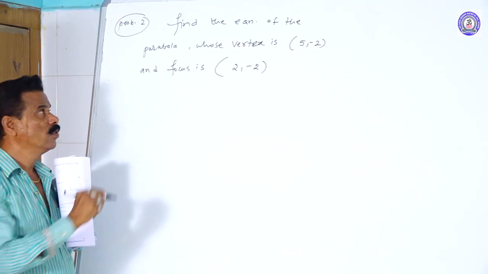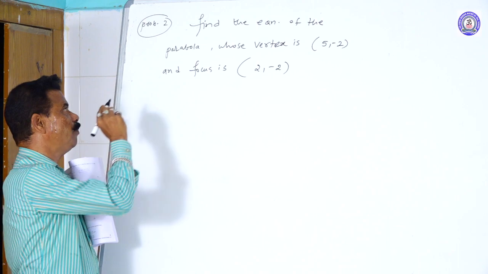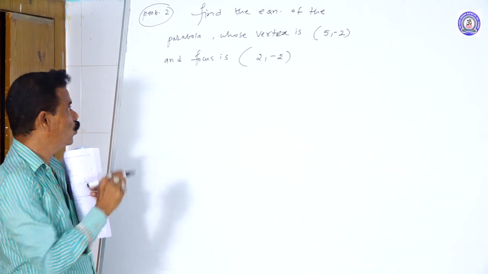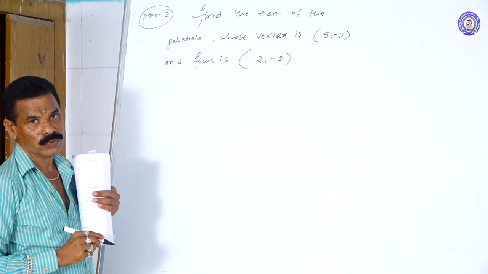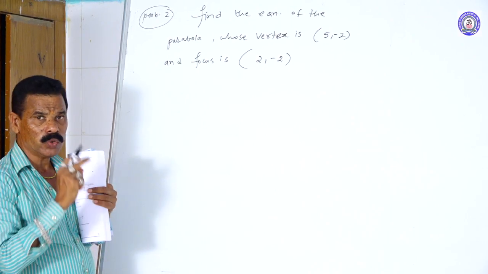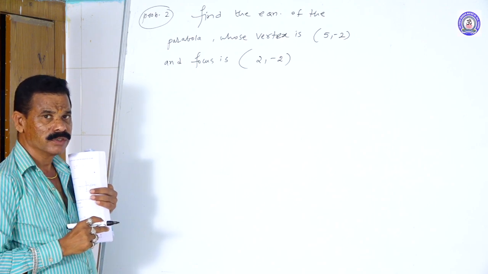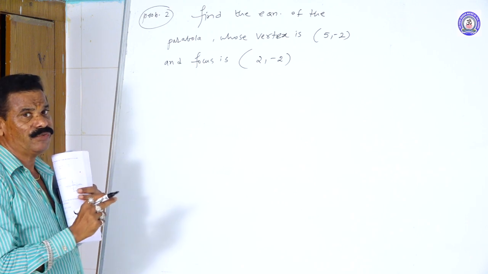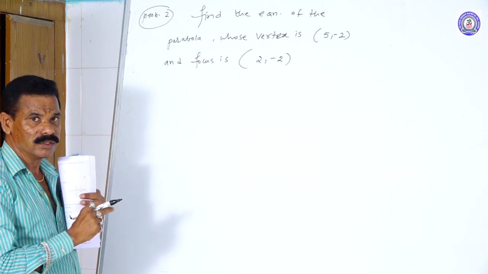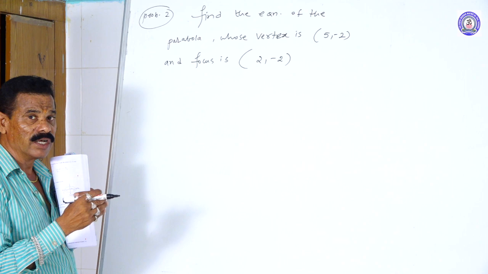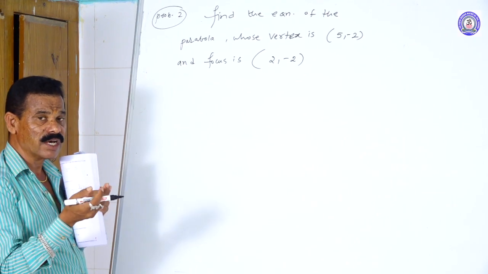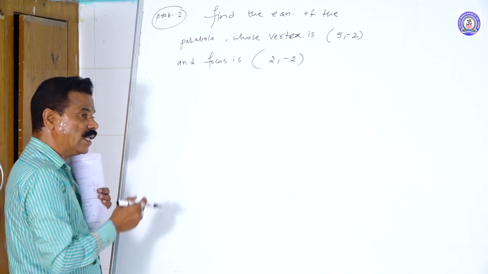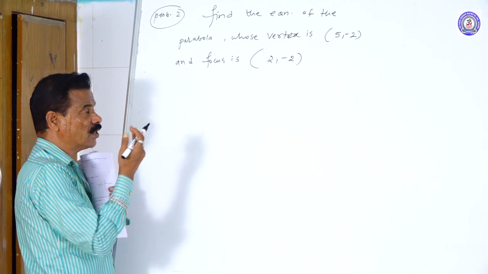Next problem. Find the equation of the parabola whose vertex is (5, -2) and focus is (2, -2). According to these coordinates, we draw the graph. Then we identify the axis of the parabola. What is the axis of the parabola? It is the x axis or y axis, or parallel to the x axis or parallel to the y axis. So we find the axis, and according to the axis, we determine the parabola.